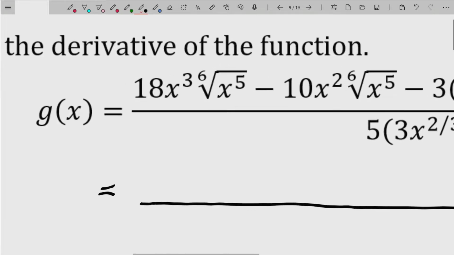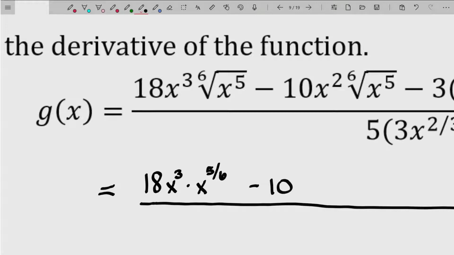So that's what we're going to do here. We have this 18x to the third, and it's being multiplied by the sixth root of x to the fifth, which is the same thing as x to the 5/6, as we know from our prerequisite material. So you are fine with that.